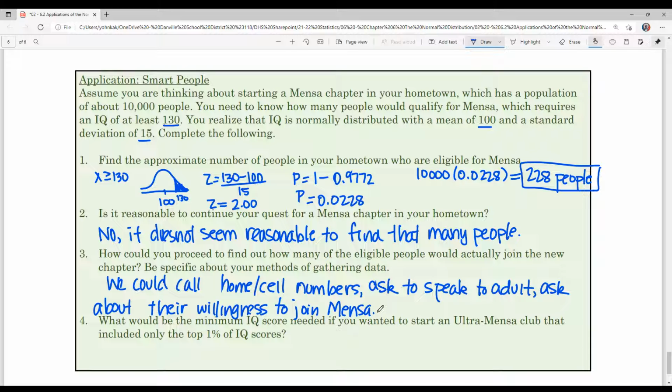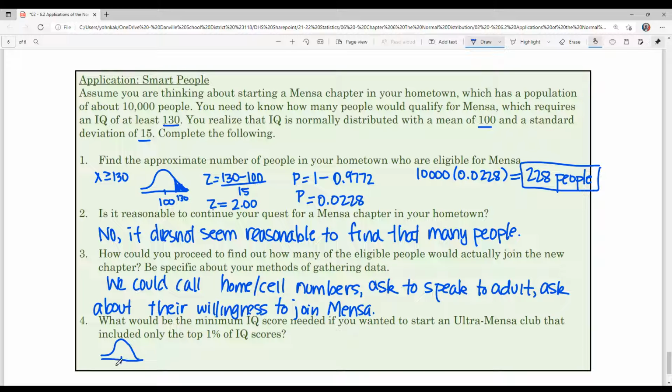Last question. What would be the minimum IQ score needed if you wanted to start an ultra Mensa club that included only the top 1% of IQ scores? So notice that the way Mensa is set up right now, it's about 2.28%, but I only want the top 1%. So we need to figure out what that value would be.